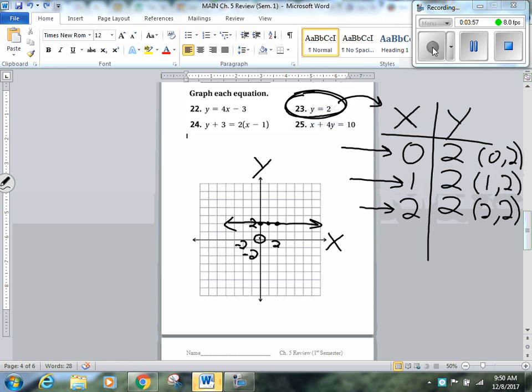The other way is, if you remember that this graph right here, y equals 2, means that your point is going to be at 2 on the y-axis, and your line is going to go through that point. So if you remember that quick rule, you would know right away that's what your graph looks like. If you didn't, you could go ahead and do your XY chart and go ahead and graph those points to figure it out.